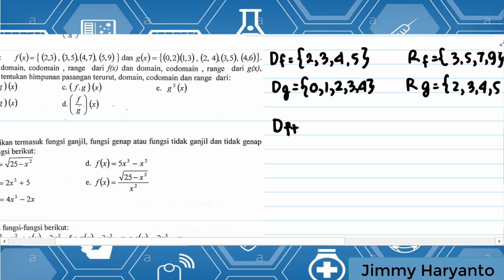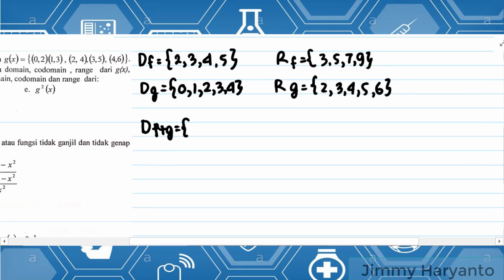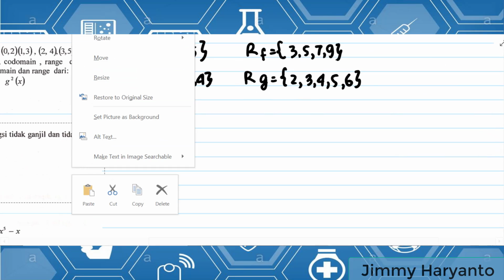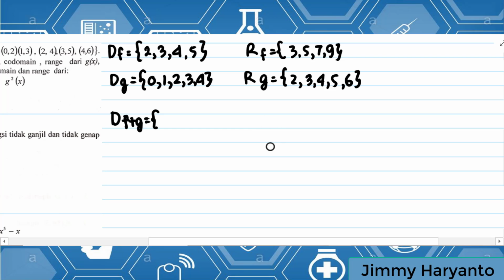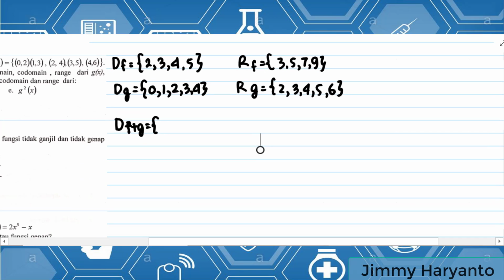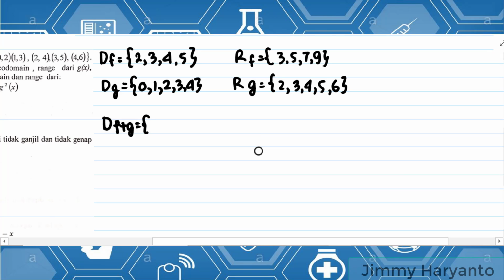for f plus g, I already taught you, if you have to operate some functions, then the domain will be the intersection between the functions. The intersection between f and g will be 2, 3, and 4. Intersection means finding the ones that are the same. So the domain of f plus g will be 2, 3, and 4.